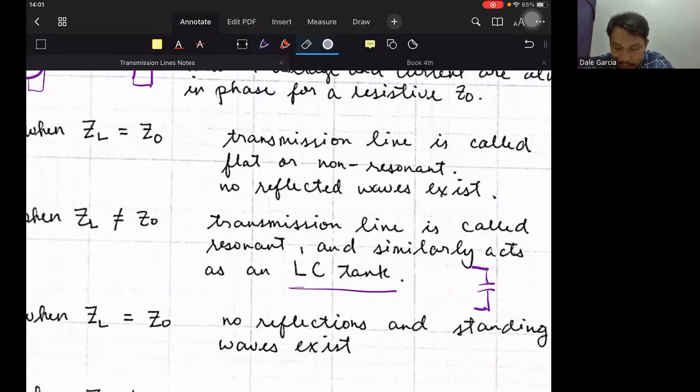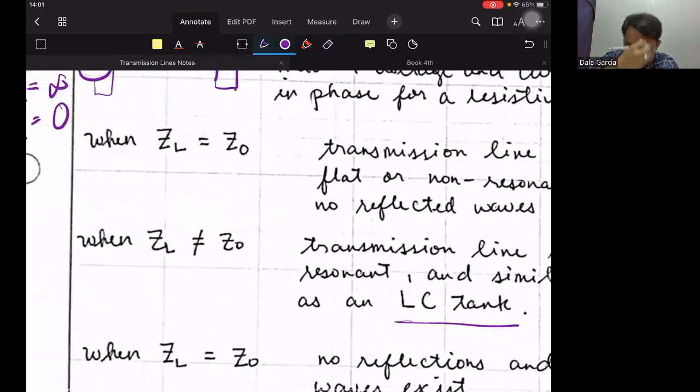So something somewhat similar happens when ZL, the load, is not equal in value to the characteristic impedance. Also, it's possible that our ZL may also be a complex value. That's even more so the case when it is a complex value. They will not be equal.